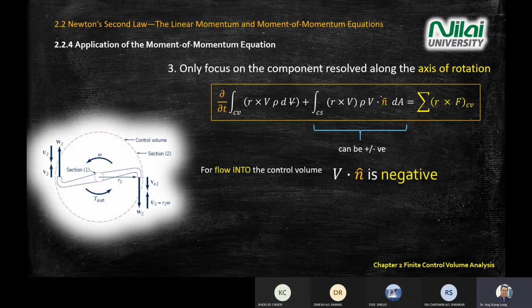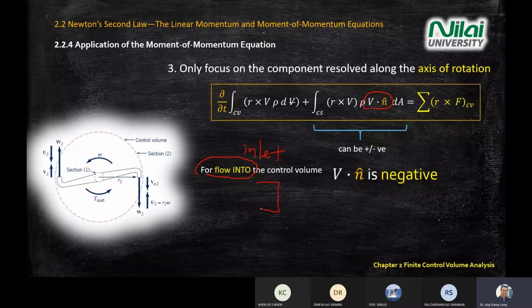Because you are looking at a dot product here. There's an n hat here. So n hat is a vector component. So how do you know if it is positive or negative? Again, if the flow is going into the inlet, going into the control volume.